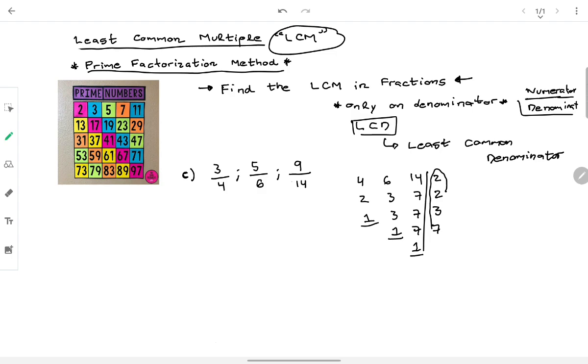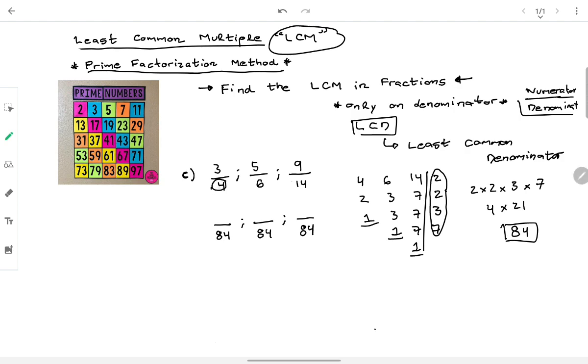So the least common multiple between these numbers is 2 multiplied by 2 multiplied by 3 multiplied by 7. That will give us 21 multiplied by 4. That will give us 84. So the least common multiple between these 3 numbers is 84. So we can transform our fractions to have the same denominator, 84, 84, and 84.